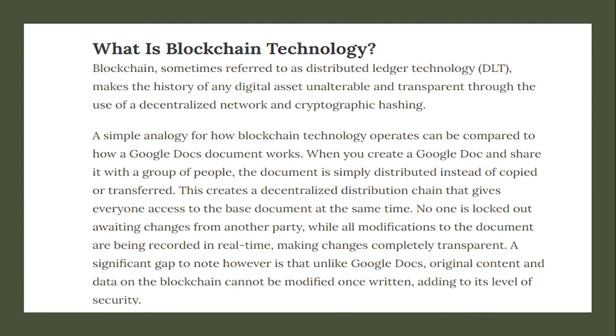A simple analogy for how blockchain technology operates can be compared to how a Google Doc works. When we create a Google Doc and share it with a group of people, the document is simply distributed instead of copied or transferred. This creates a decentralized distribution chain and gives everyone access to the base document at the same time. No one is locked out awaiting changes from other parties, while all modifications to the document are being recorded in real time, making changes completely transparent. A significant gap to note, however, is that unlike Google Docs, original content and data on the blockchain cannot be modified once it is written.